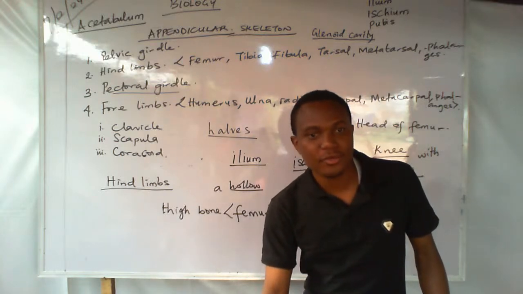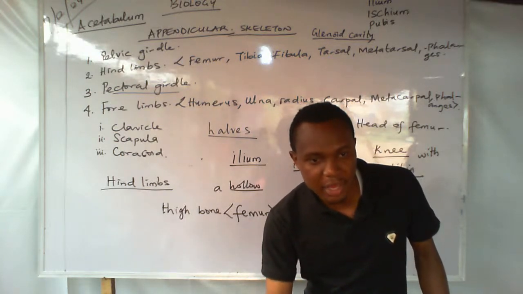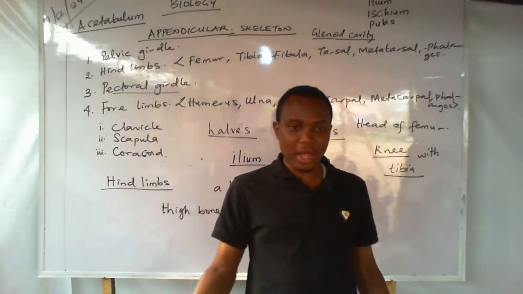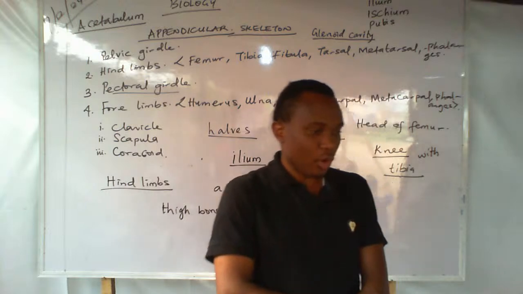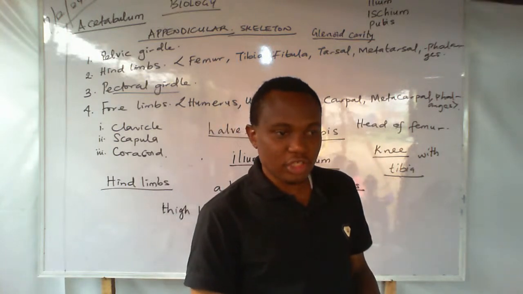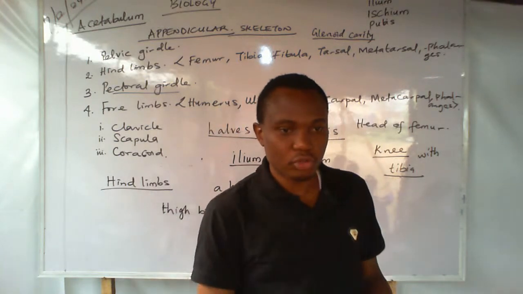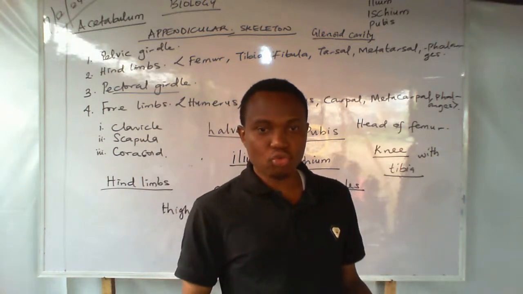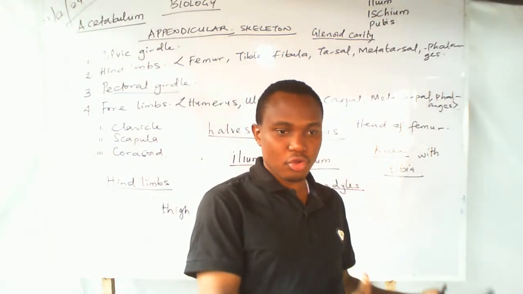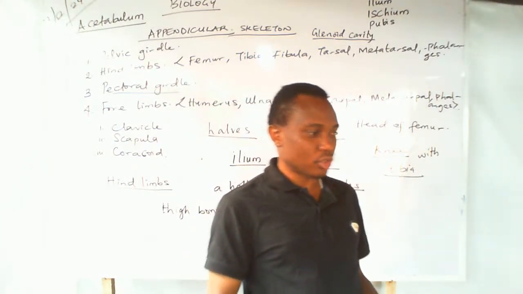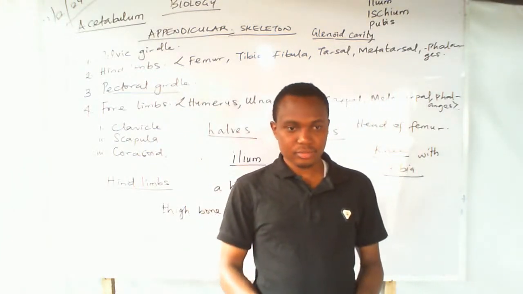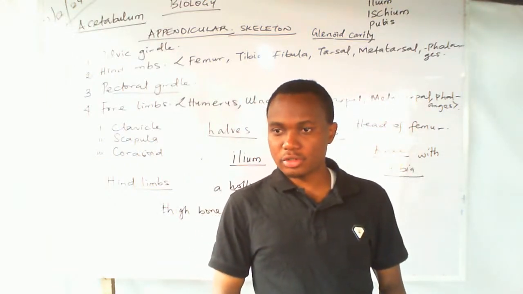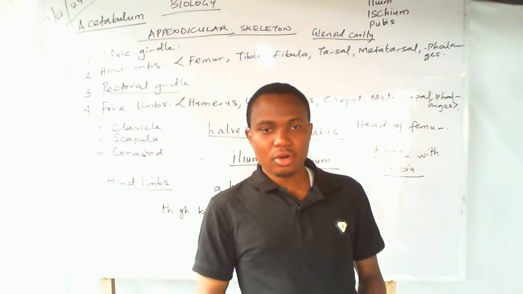While here we have the tibia and fibula. The tibia is the longest, while the fibula is like the radius, which doesn't have direct connection at both ends. These two are tinier than their main ones, the tibia and the ulna. Is anybody with a question before we continue?